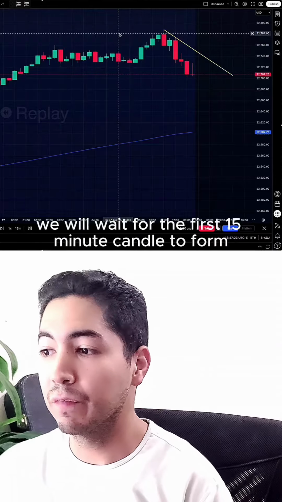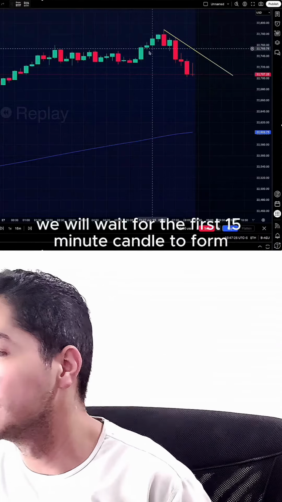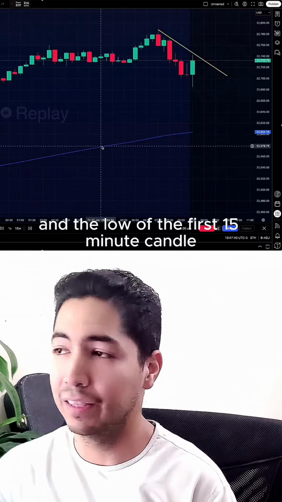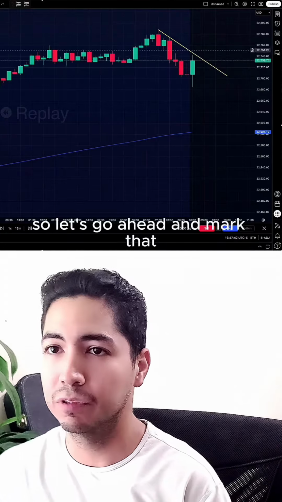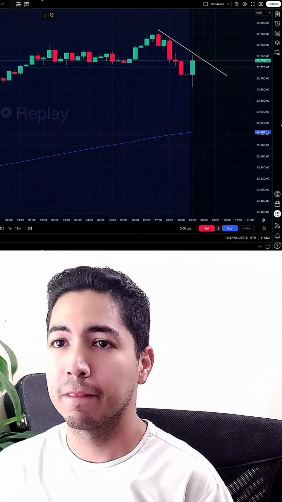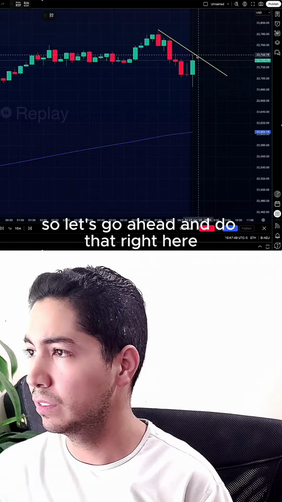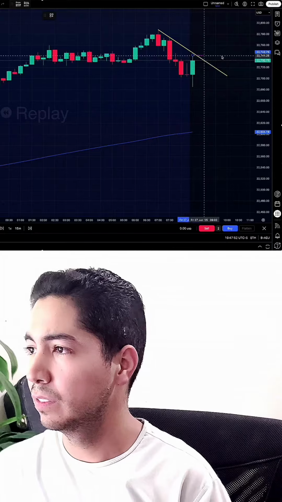Next, we will wait for the first 15-minute candle to form. So now, what we do is mark the high and the low of the first 15-minute candle. So let's go ahead and mark that. I like to use array. So let's go ahead and do that right here.